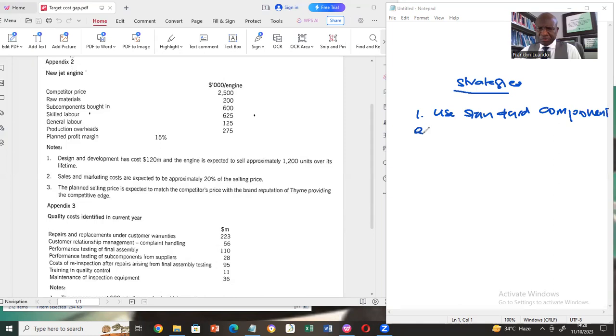Number two, use cheaper materials without compromising the quality. Number three, use cheaper labor without compromising the quality.